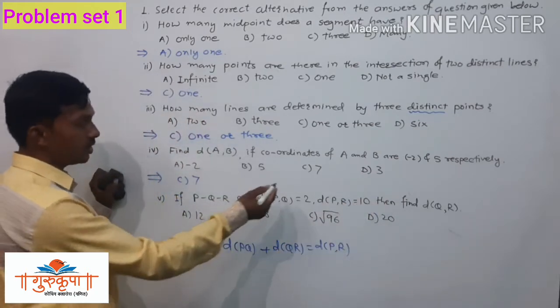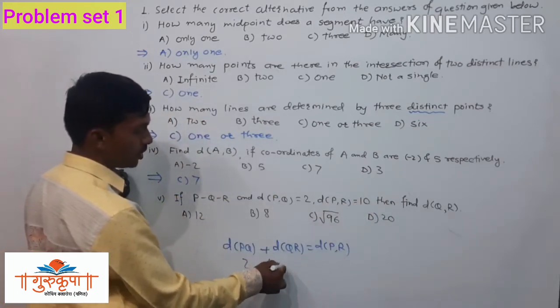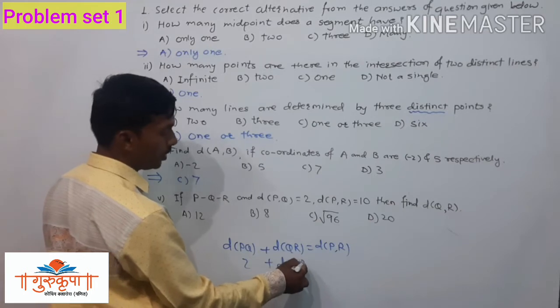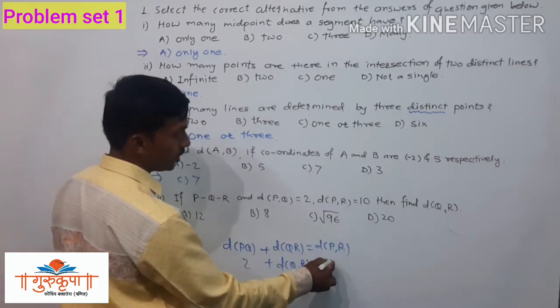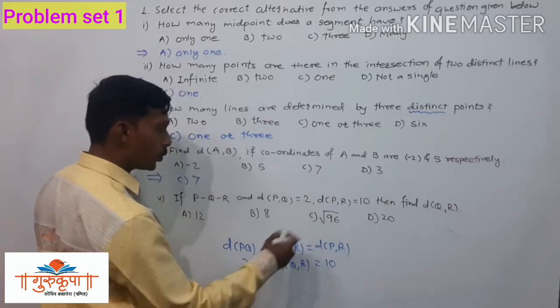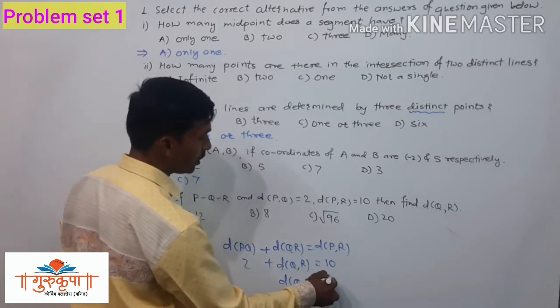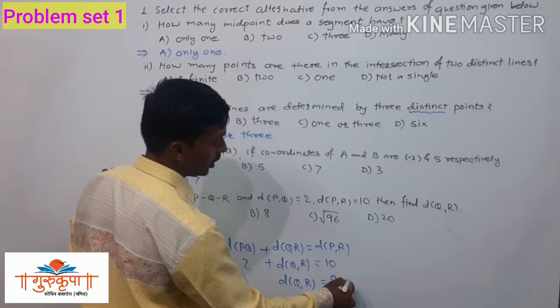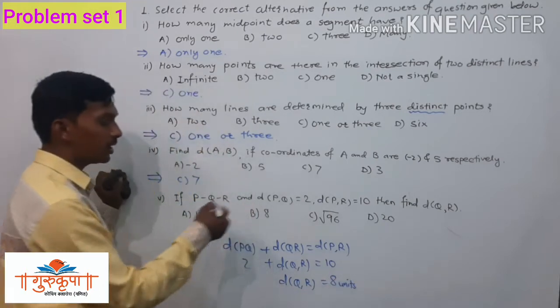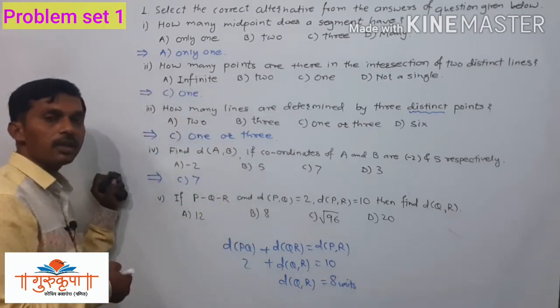So here distance PQ is given 2, distance QR, that is we have to find, and distance PR is given 10. If we transfer this 2 to the right side, it will be distance QR is equal to 10 minus 2, that is 8 units. So the correct answer is option B, 8 units.